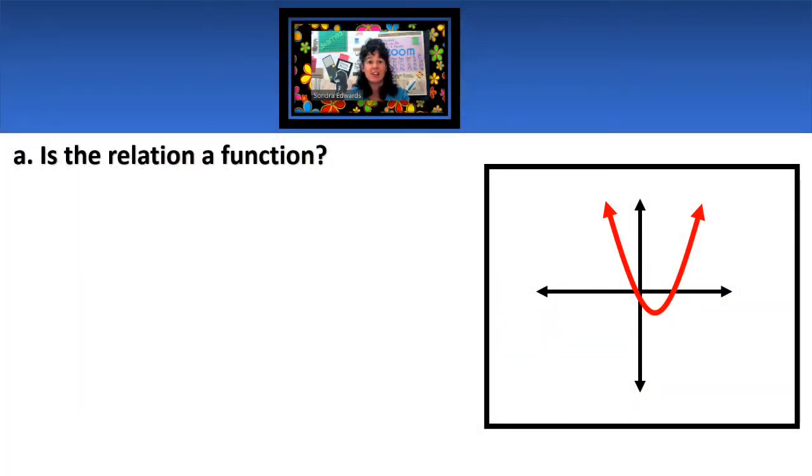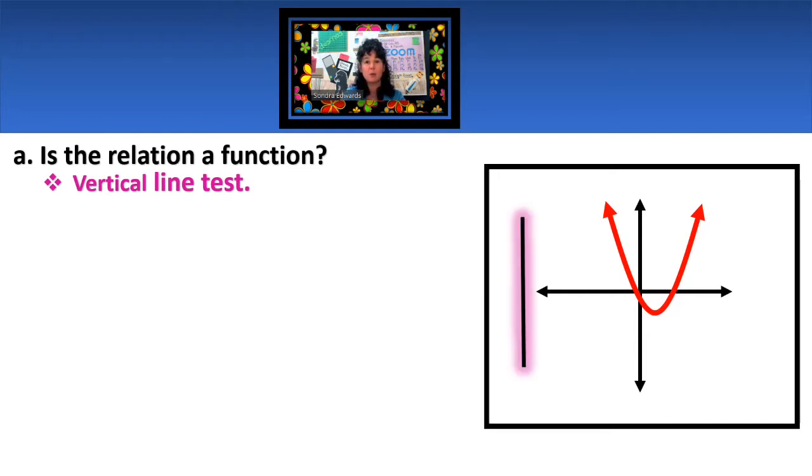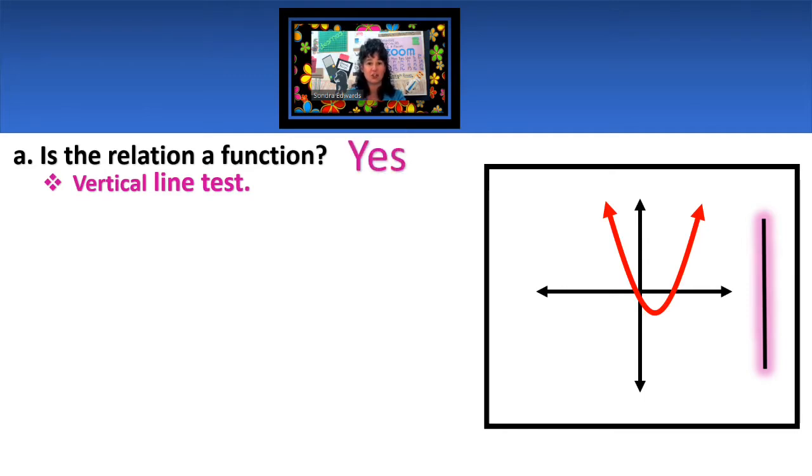We are given a graph of this relation and we would like to know if it's a function. To determine that, we could use the vertical line test. We take a vertical line and move it from left to right and just make sure the vertical line is not in contact with this graph at more than one point at a time. As we move it across, we're only in contact with one point at a time, so it does pass the vertical line test. So this relation is a function.